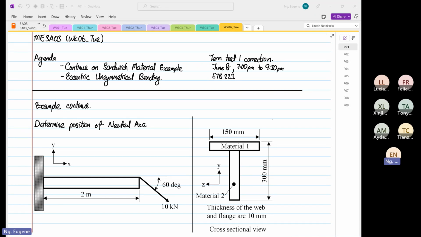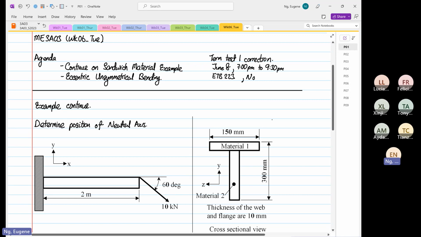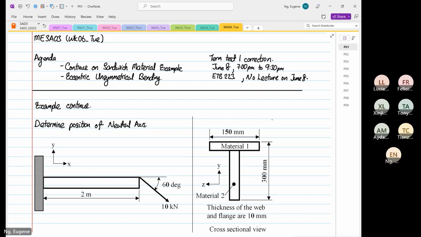And then for those of you that have to do a term test 1 correction, it'll be done on June the 8th from 7 p.m. to 9:30 p.m. and it'll be done face to face in ETB 2 to 3. There will be no lecture on June the 8th, okay, because we have some students doing their correction for term test 1.